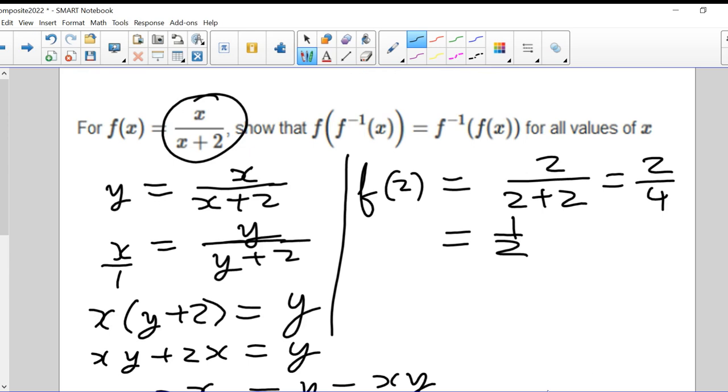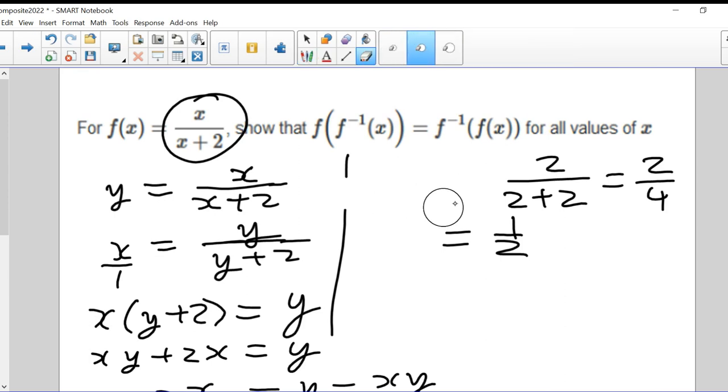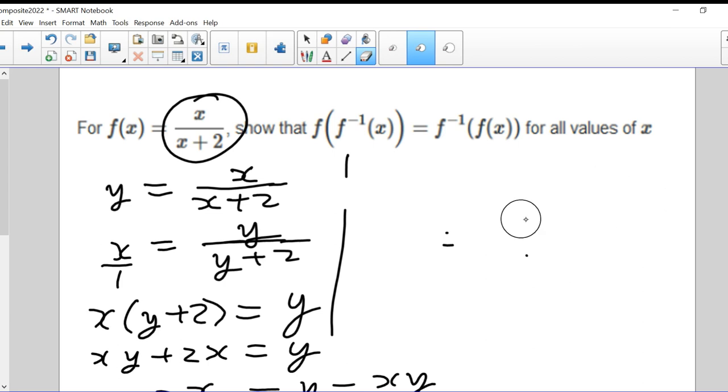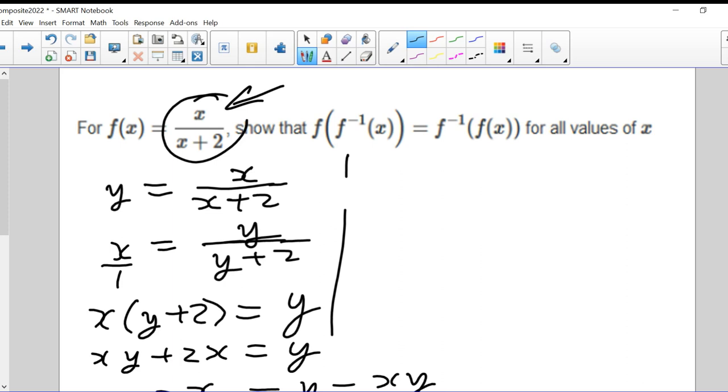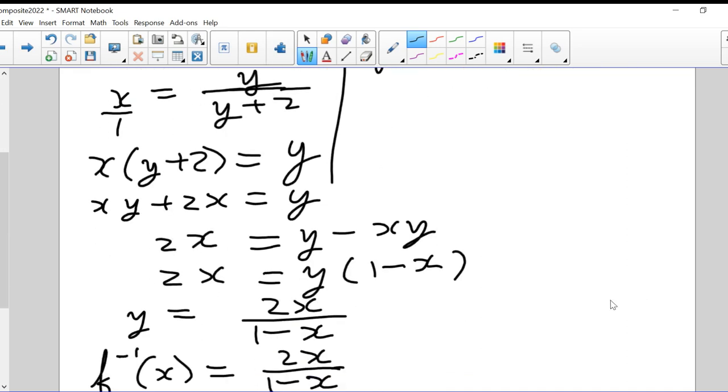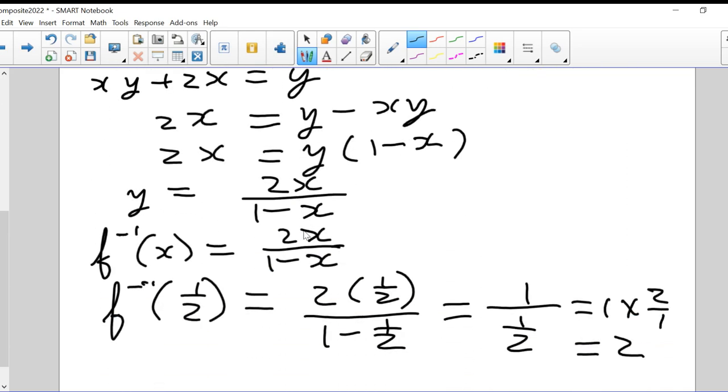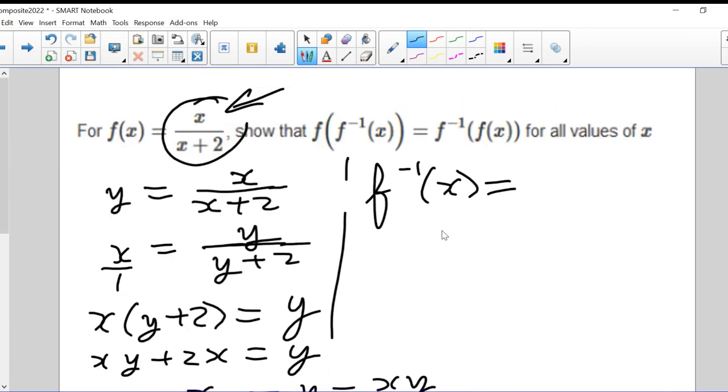So what we're about to do now, I'm going to erase all of this stuff here. I'm going to write down the 2 functions that we're playing with here. So f of x is right there, I don't need to write that down. F to the minus 1 of x is equal to 2x over 1 minus x.